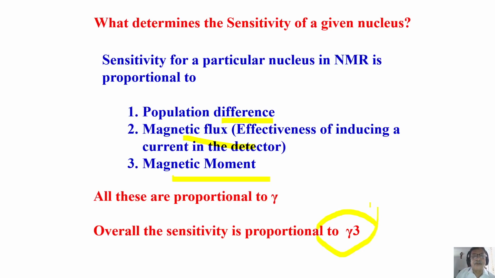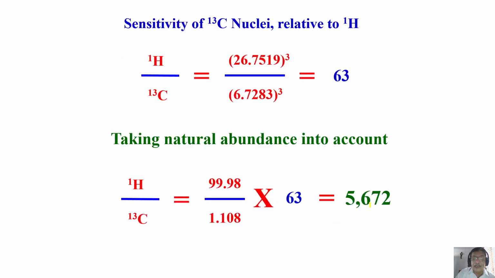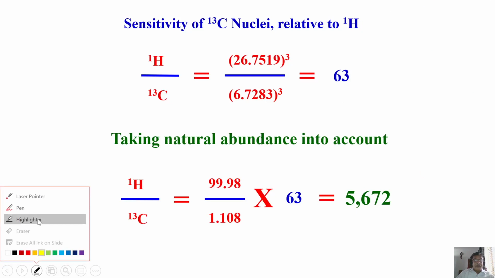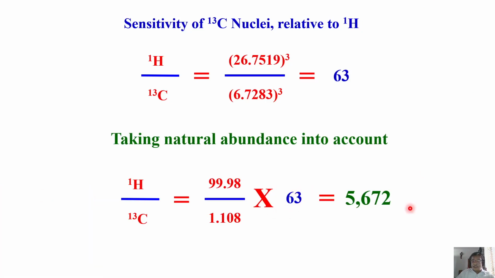I guess you remember all those things, right? Don't forget that sensitivity factor we calculated. Again, I'm showing it here. Sensitivity of the carbon-13 related to proton, when you take only gamma cube into account, it is 63, almost 64 times. Whereas if I look at this sensitivity, taking into account abundance also, we saw it is 5672, nearly 5700 times less sensitive than that of proton.